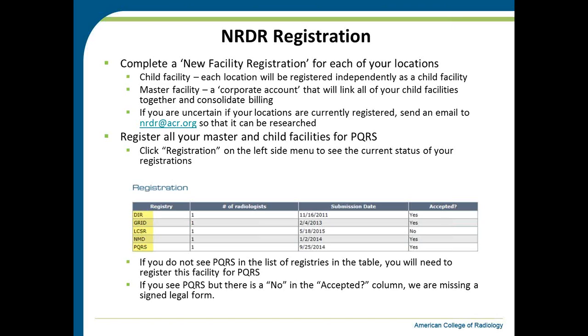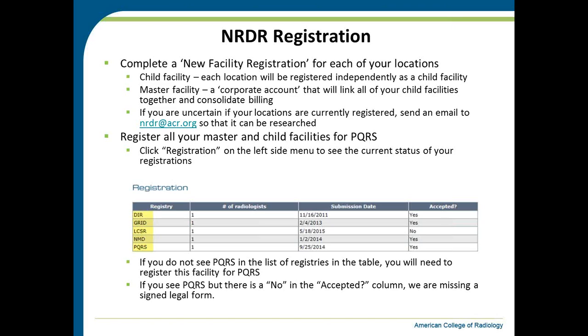If you're not sure if your locations are registered or if you wanted us to check your accounts, you just send us an email, nrdr@acr.org. We can definitely check that for you. You definitely want to make sure that each master and child account is registered for PQRS.